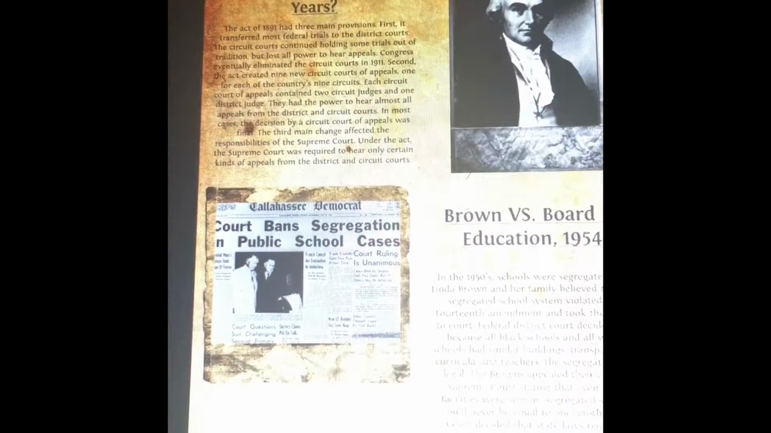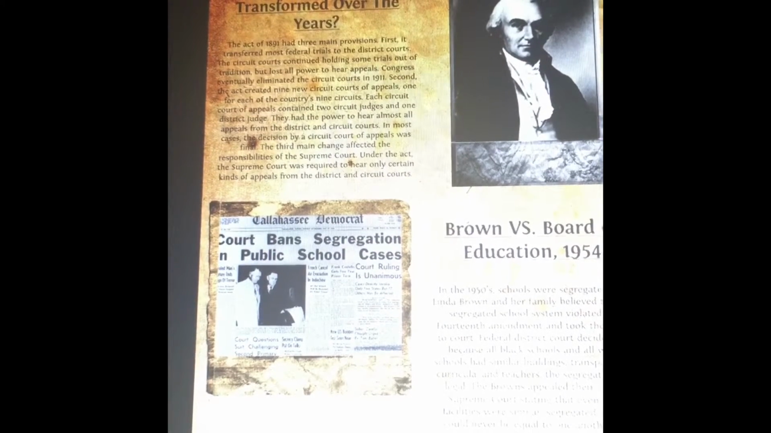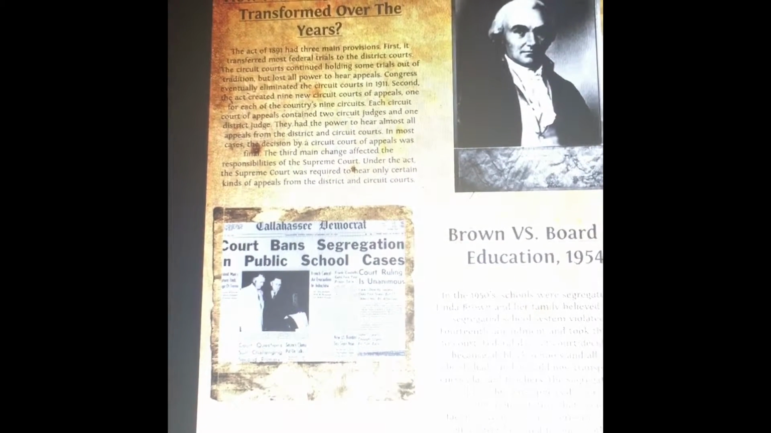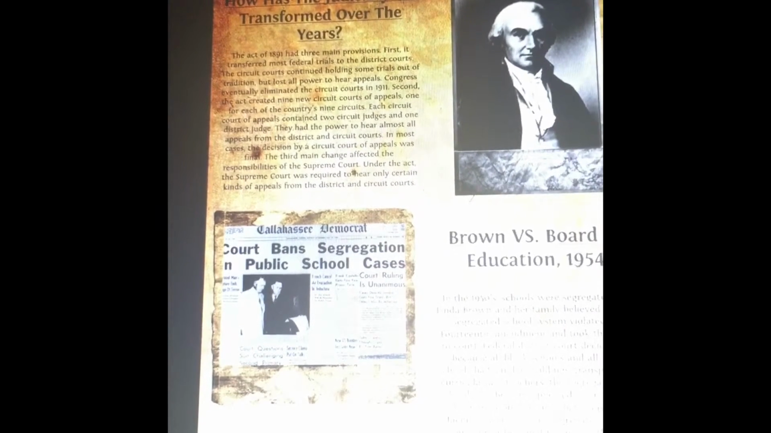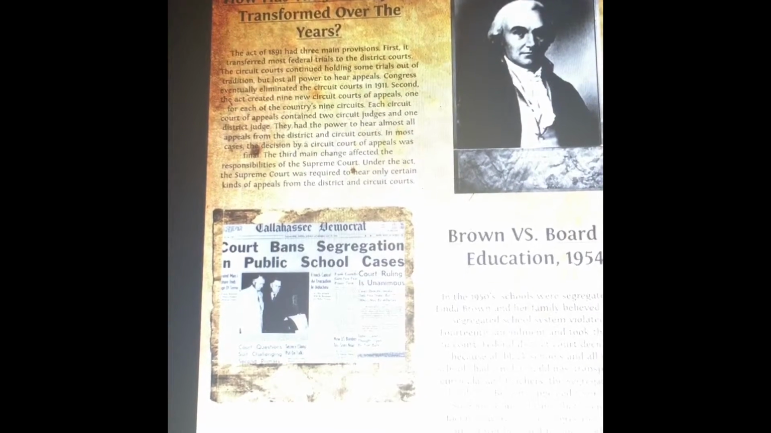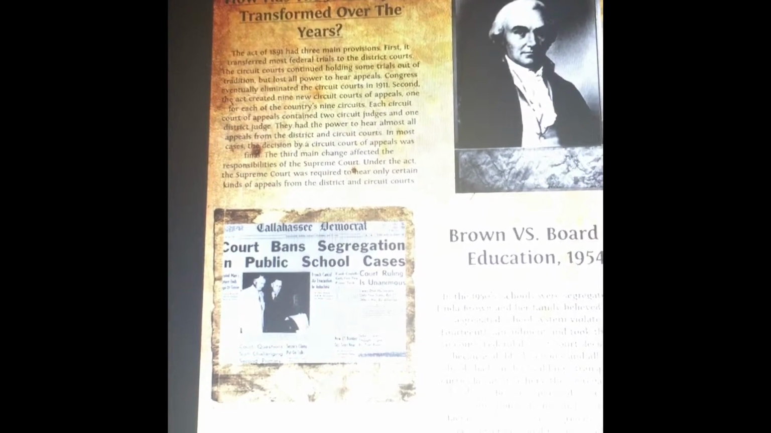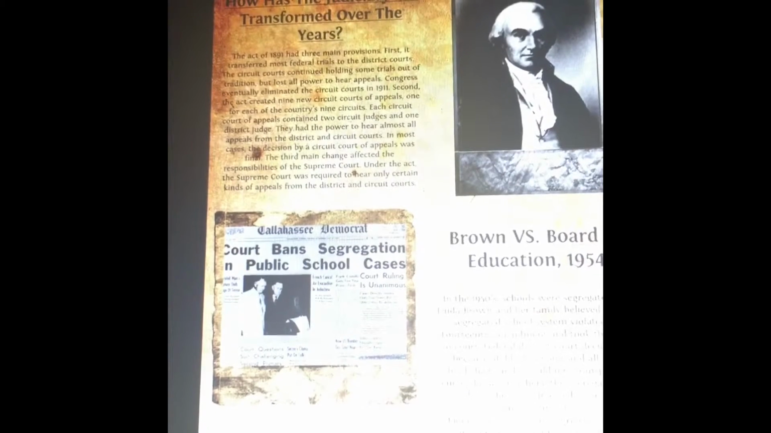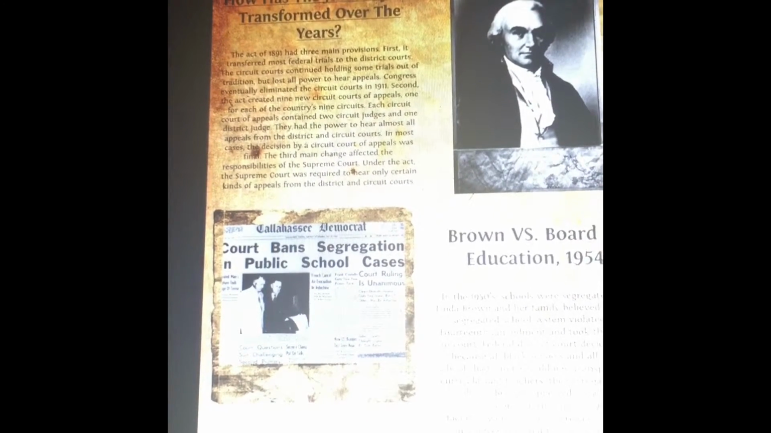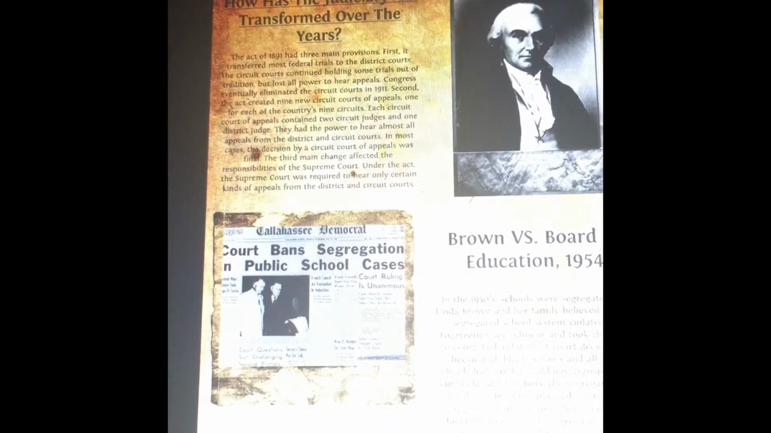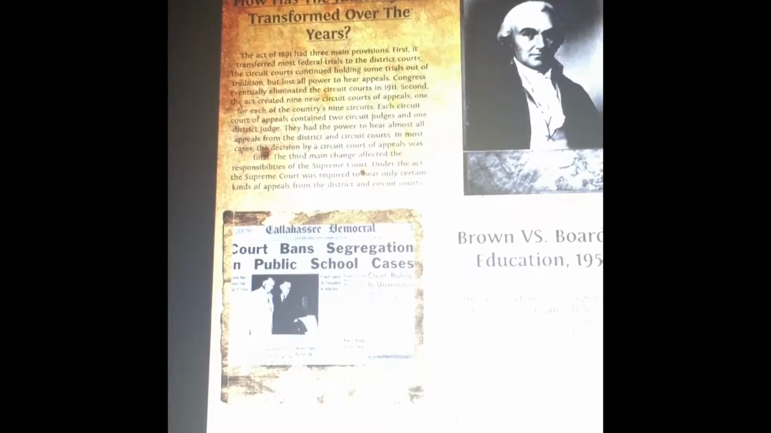Second, the Act created 9 new circuit courts of appeals, 1 for each of the country's 9 circuits. Each circuit court of appeals contained 2 circuit judges and 1 district judge. They had the power to hear almost all appeals from the district and circuit courts. In most cases, the decision by the circuit court of appeals was final. Under the Act, the Supreme Court was required to hear only certain kinds of appeals from the district and circuit courts.